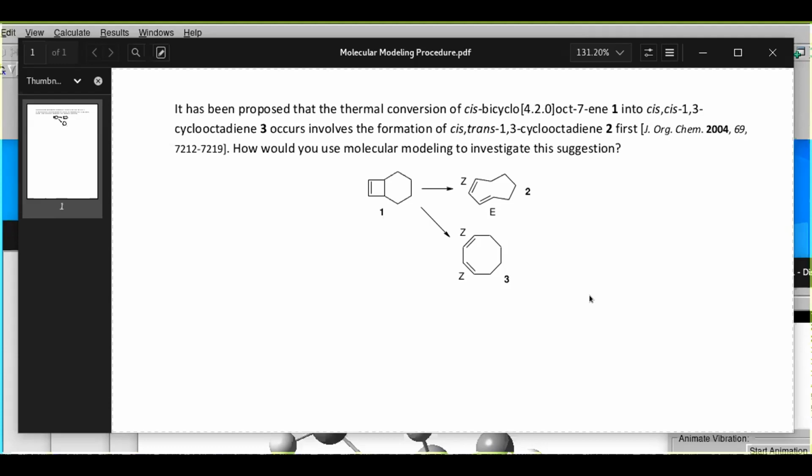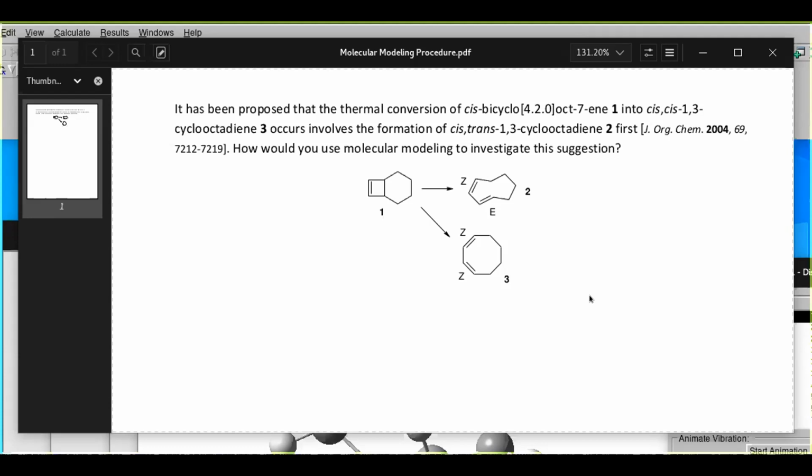Then you do the calculations, and the calculations in this case involved optimizations and scans. Many of the optimizations were to minimum, but one of our optimizations was to a transition state. And then finally, our final point was to do the analysis. We have the energies of the systems, we have the energy of the transition state, and so we can get the activation energy of the system for the reaction.